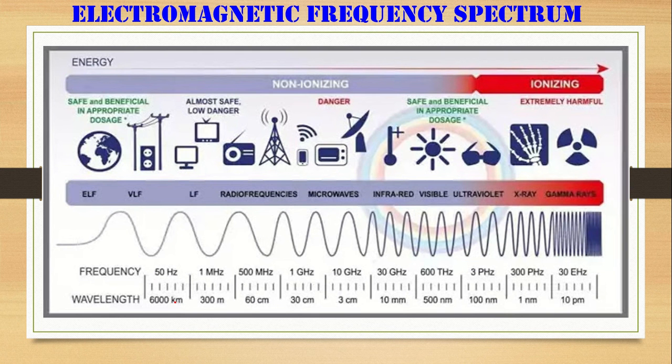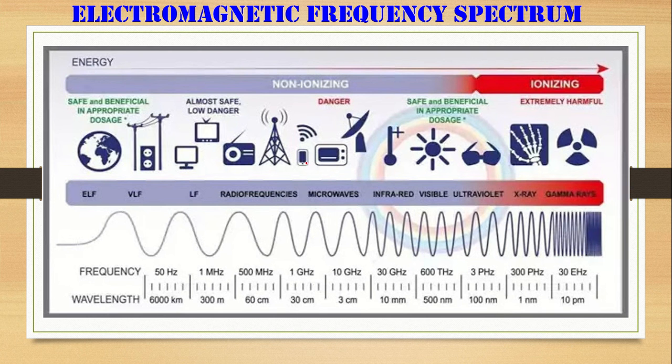it travels 6,000 kilometers. But for 1 megahertz, we have 300 meters wavelength, 500 megahertz, 60 centimeters, 1 gigahertz, 30 centimeters, 10 gigahertz, 3 centimeters, and 30 gigahertz, 10 millimeters, 600 terahertz, 500 nanometers, and 3 petahertz, 100 nanometers. Then 300 petahertz is 1 nanometer, and so on. So you see here, as the frequency increases, the wavelength becomes shorter and shorter.